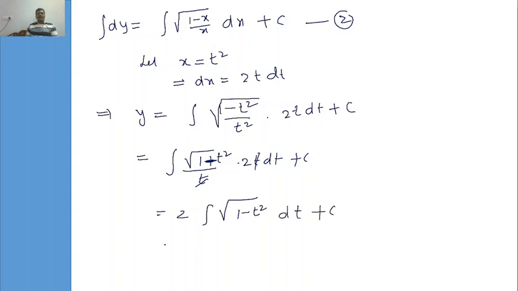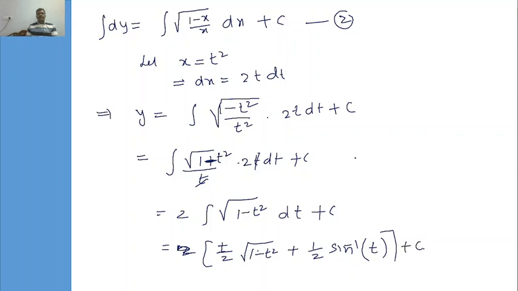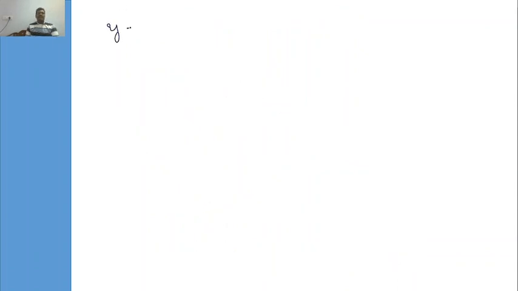But we know the formula, integral of square root of a square minus t square equal to t by 2 under root of a square minus t square plus a square by 2 sin inverse of t by a. Here a is 1, so 2 outside, y equal to, 2 cancel, t of square root of 1 minus t square plus sin inverse of t plus c.